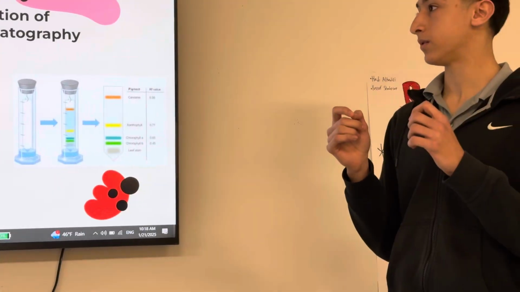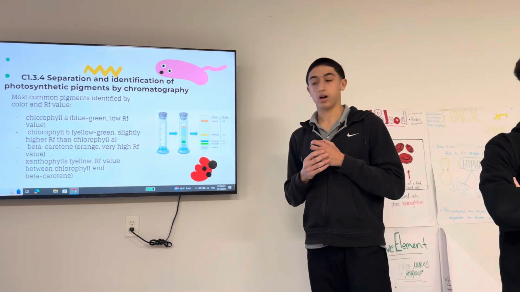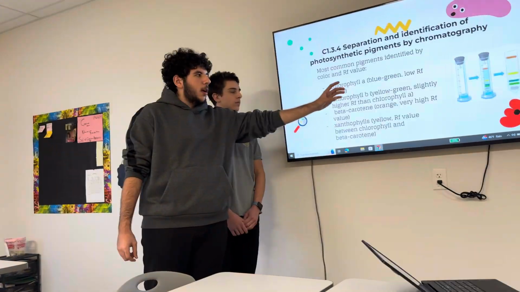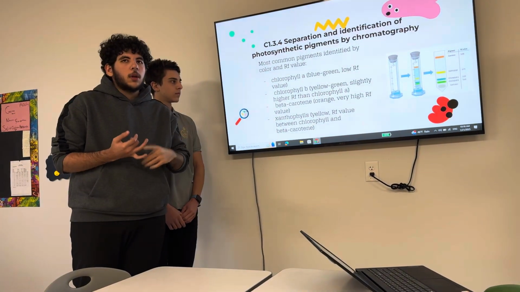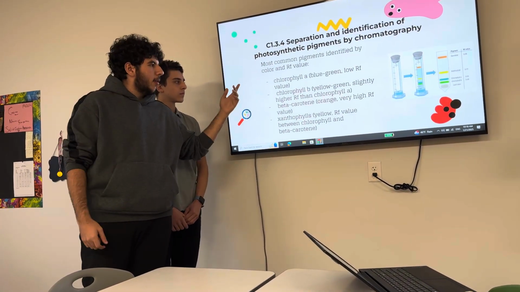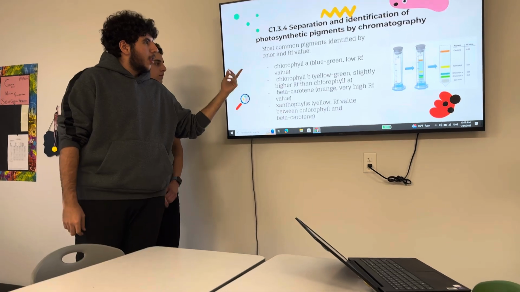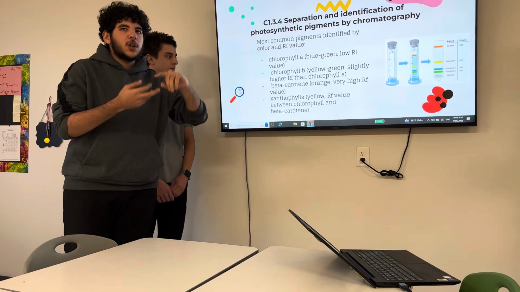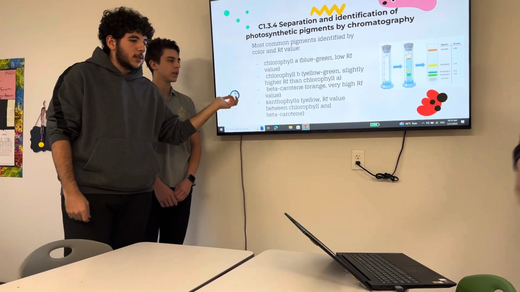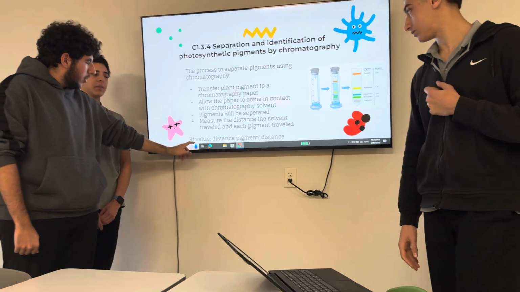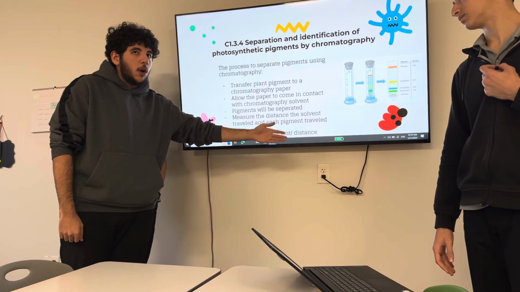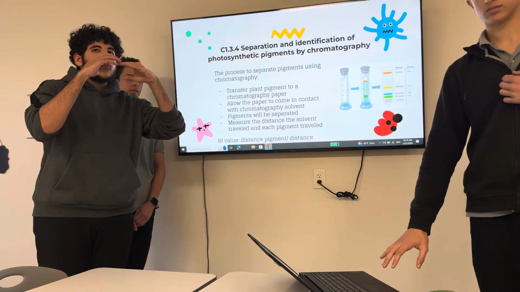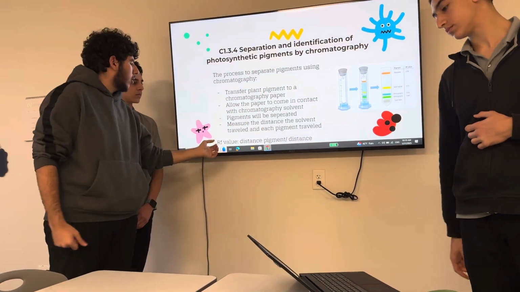He has a question. What's the RF value? I was going to talk about that. The RF value is a formula: the distance the pigment traveled on the paper over the distance the solvent traveled on the paper. It's how far it goes on the paper relative to the solvent. When you calculate that, you get the RF value.